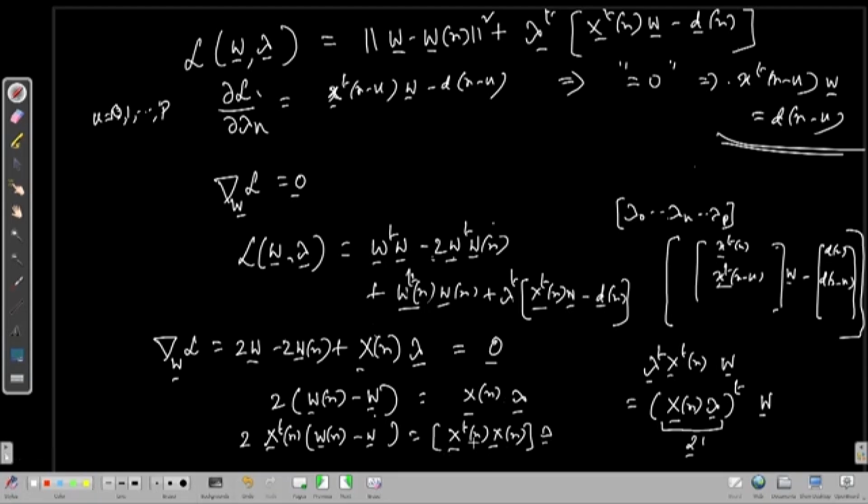Now if this matrix x transpose n x n is invertible, it is a square matrix, Hermitian matrix. Actually, I will talk in detail about this. So if this is invertible, your lambda will be just, you know, inverse of this will come here, twice inverse of this, then x transpose n, then this. All right. So let me go to the next page.